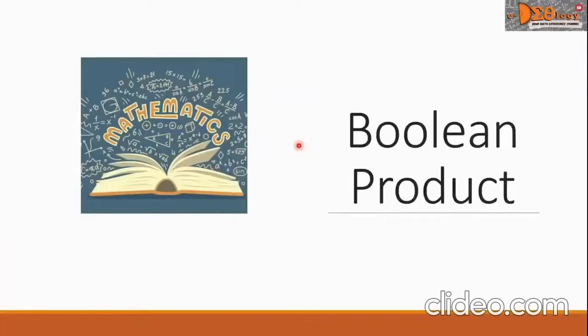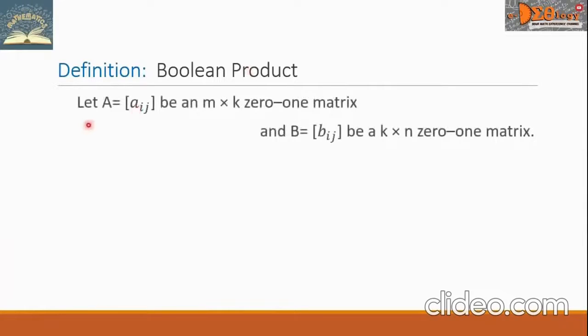Today, we're going to study Boolean product. Let us define Boolean product. Let capital A equals the matrix a sub ij be an m by k 0-1 matrix, and capital B equals small b sub ij matrix be a k by n 0-1 matrix.